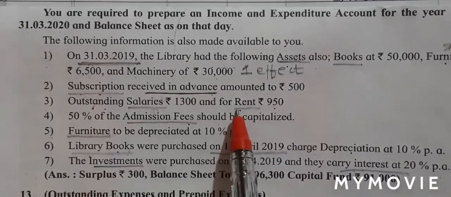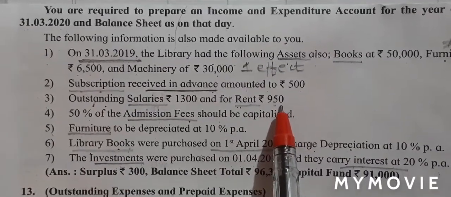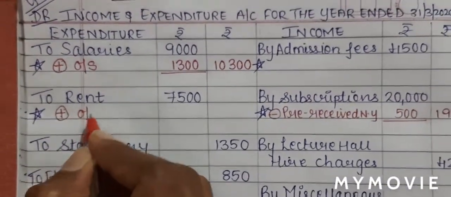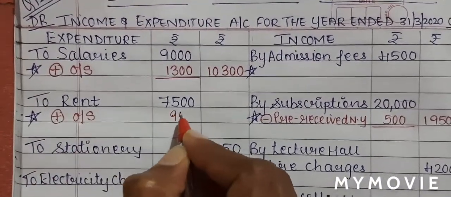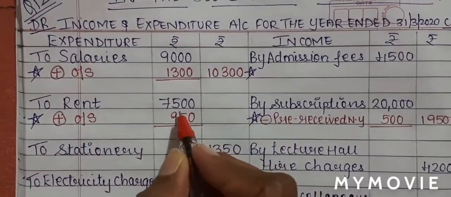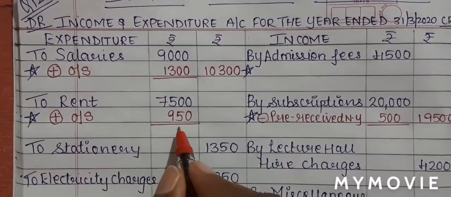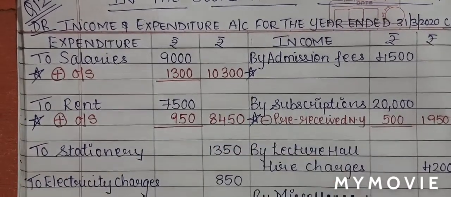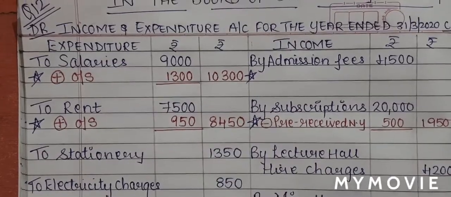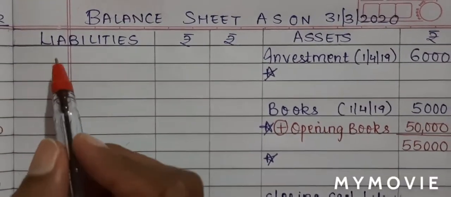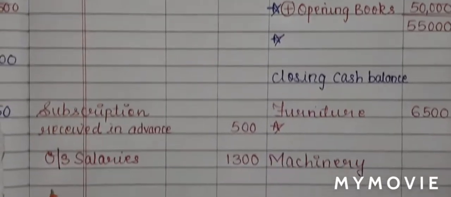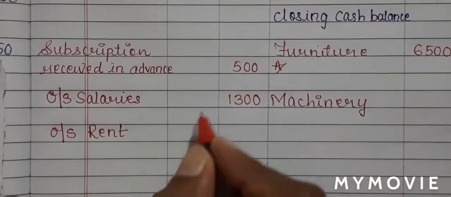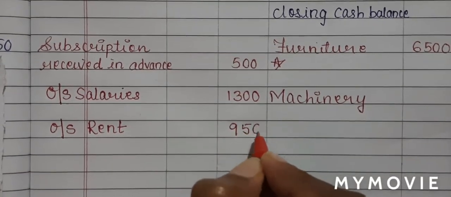Next is outstanding rent rupees 950. So on the expenditure side, I'll say rent, add outstanding 950. So 7,500 plus 950 will give me 8,450. This is my first effect for outstanding rent. My second effect will be on the liability side. I will write outstanding rent, since it's an expense, 950 in the outer column.